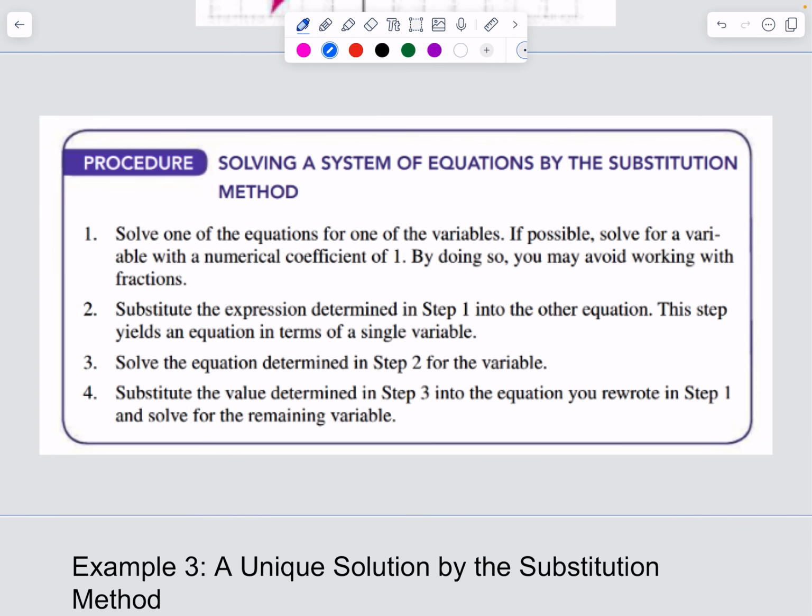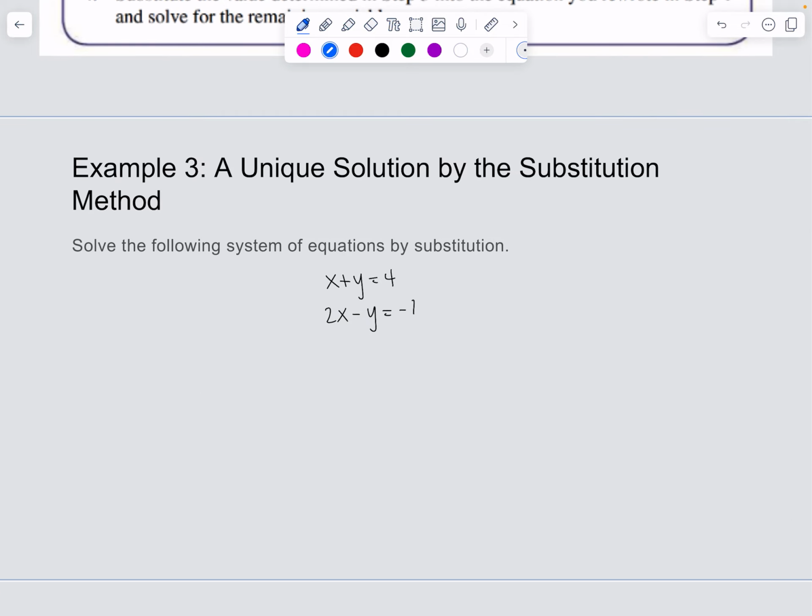All right, next we have the substitution method. This is the procedure that we'll be using. So solve one of the equations for a variable, plug it into the other equation, solve it, and then take that number and plug it back in. So that way we have the x value and the y value. Here we're going to do it. Same problem, but now instead of using graphing, we're going to use substitution, and we should get the same answer. So I'm going to solve for one variable. I'll start with the first equation, and I'll just move the y over. That way I have x equals 4 minus y.